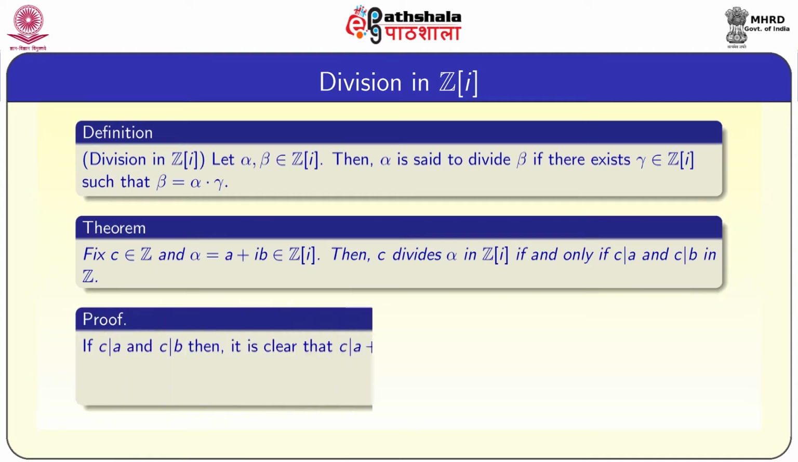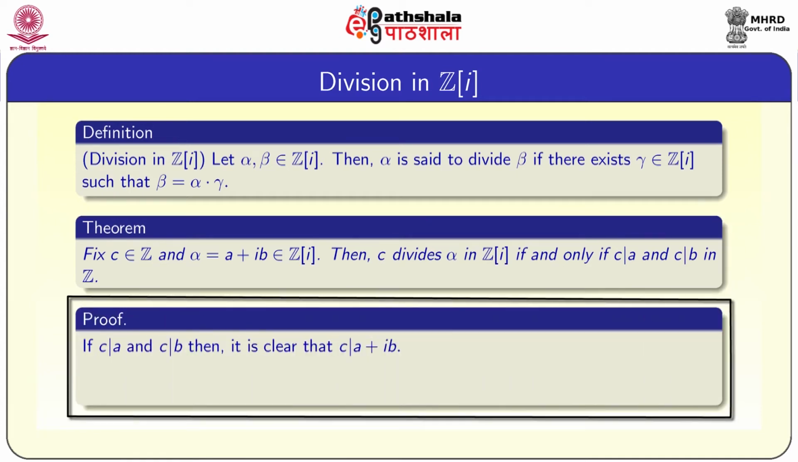So, the proof goes like this. Since it is an if and only if condition, we first assume that c divides a and c divides b. Then it is clear that c divides a plus ib. This is because c divides a means a is equal to c times some x, and c divides b means b is equal to c times y. If you substitute the a and b values in a plus ib, then a plus ib is equal to xc plus i times yc. So, I can take c common. So, c divides a plus ib.